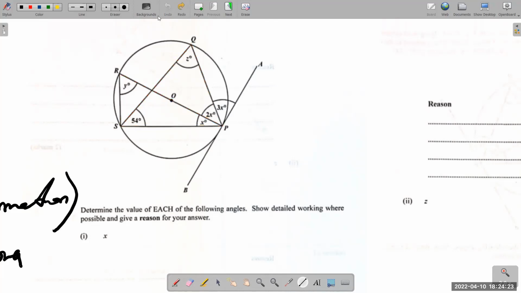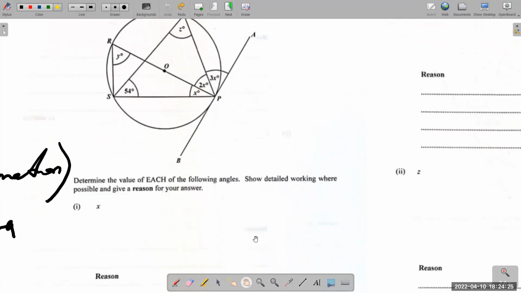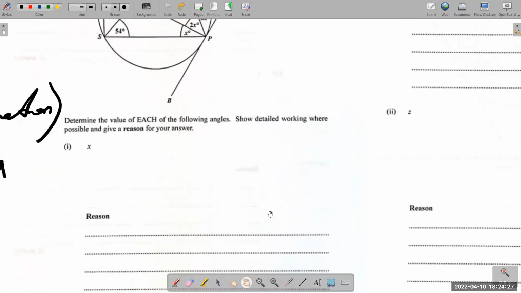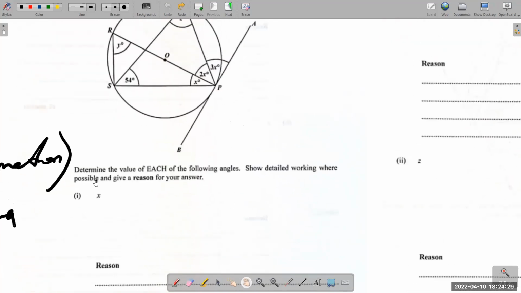Okay. So let's go into the question. Probably need to get some more coffee, but I'm ready. So the first one it asks, make sure you read it. Always read. Determine the value of each of the following angles. Show detailed working where possible and give a reason. We already know what they mean by give a reason. State the rule that you use. State the theorem that you use.